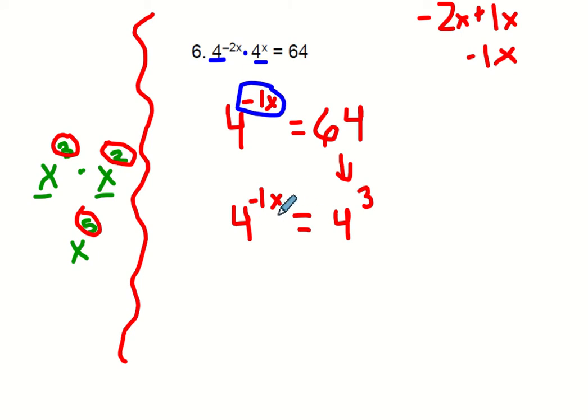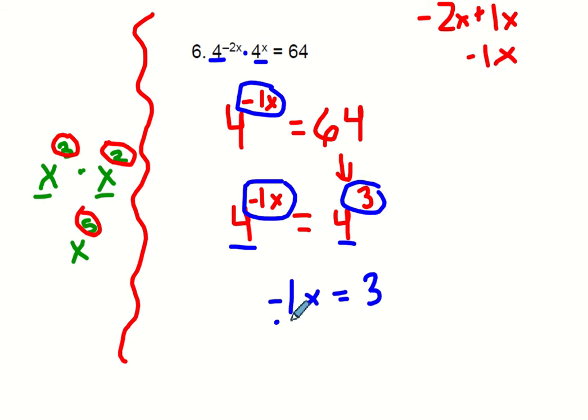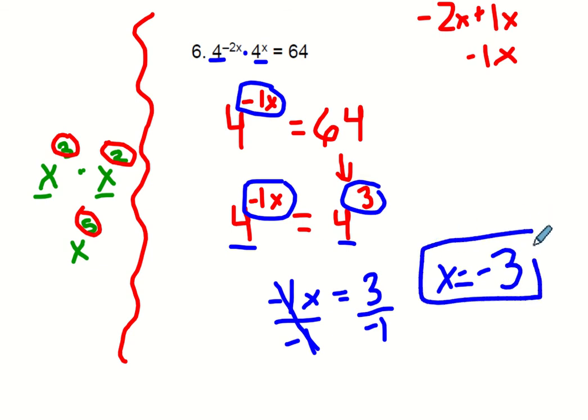So anyway, now that we have the same base, we just set the exponents equal to each other. So we just set negative 1x equal to 3. So negative 1x equals 3. And then to get x by itself, we just divide both sides by negative 1. And so we get x equals negative 3. So your answer to this problem would be negative 3.